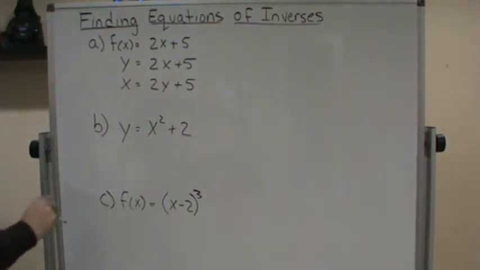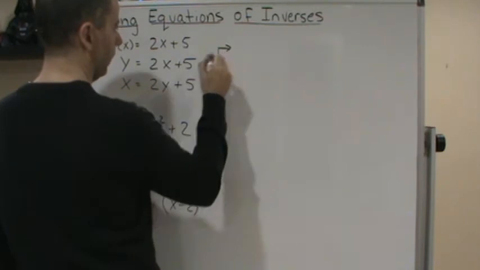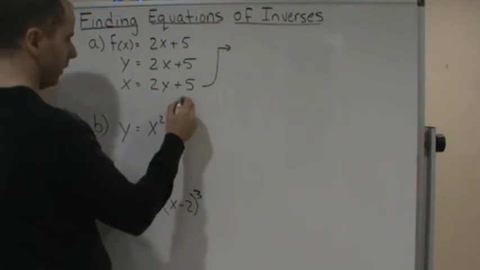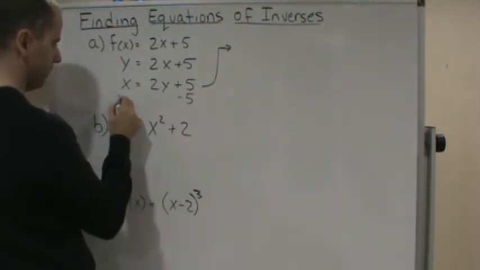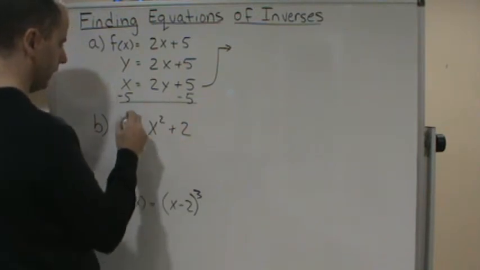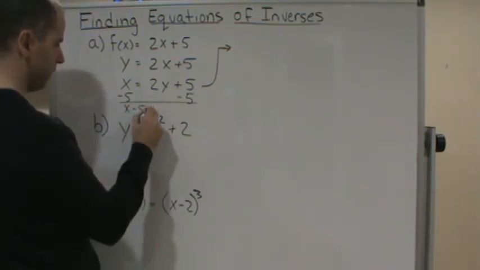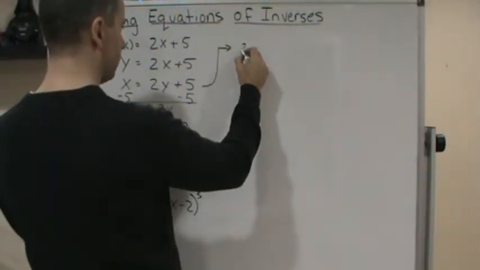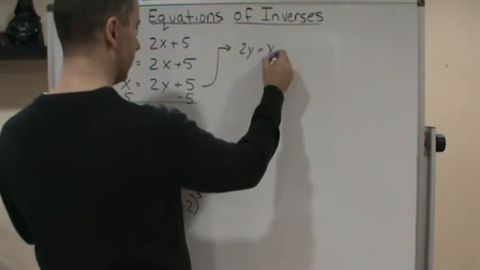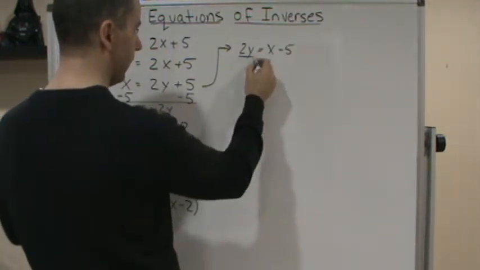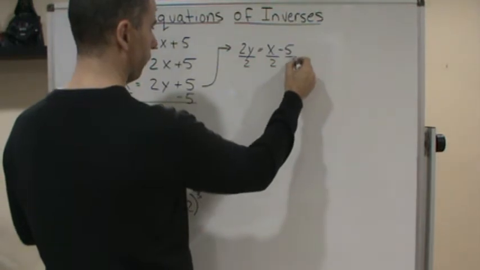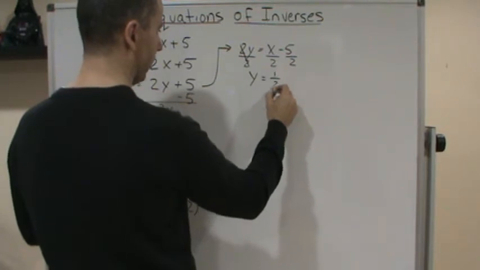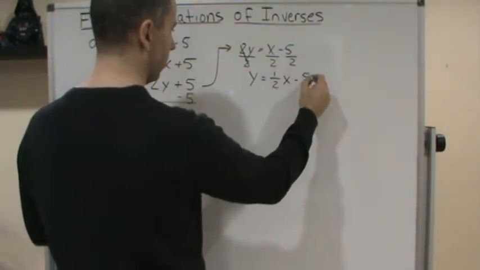Okay. Now what I'm going to do is solve this for y. Okay, so what am I going to do? I'm going to subtract 5 from both sides. Okay, and so that gives me x minus 5 equals 2y. And then if I have 2y equals x minus 5, I'm going to divide everything by 2, right? And so then I get y equals 1/2 x minus 5 halves.